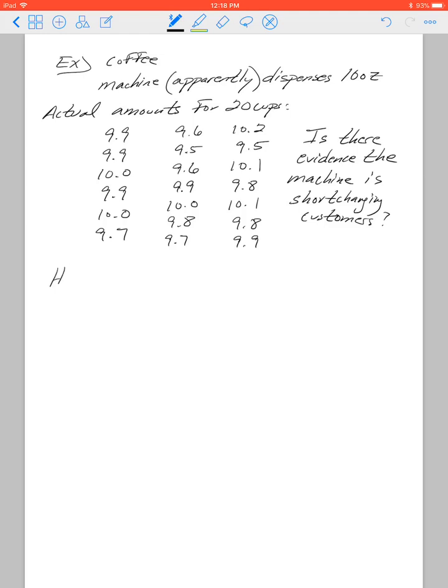Remember the H0, HA. Remember that we said H0 will always have the equal sign, HA will always be the exact opposite, and it will have an inequality or a not equal sign. So let's see, is there evidence that the machine is shortchanging customers? So first we have to analyze what in the heck are we trying to prove, or what are we checking, right? Shortchanging customers.